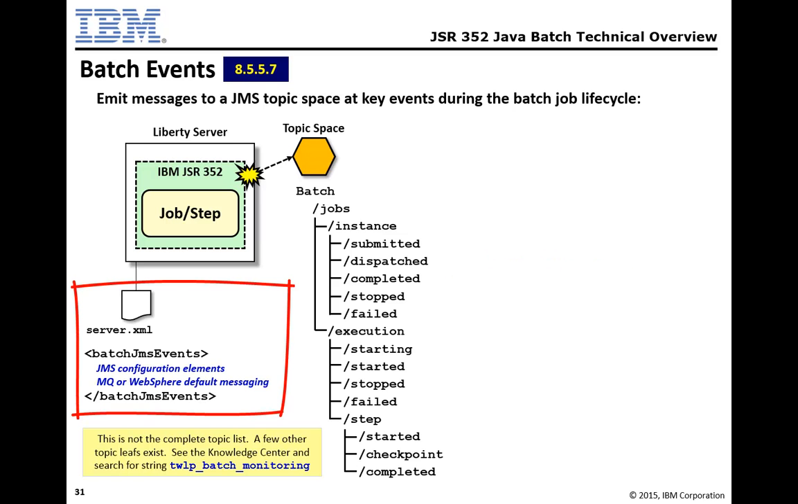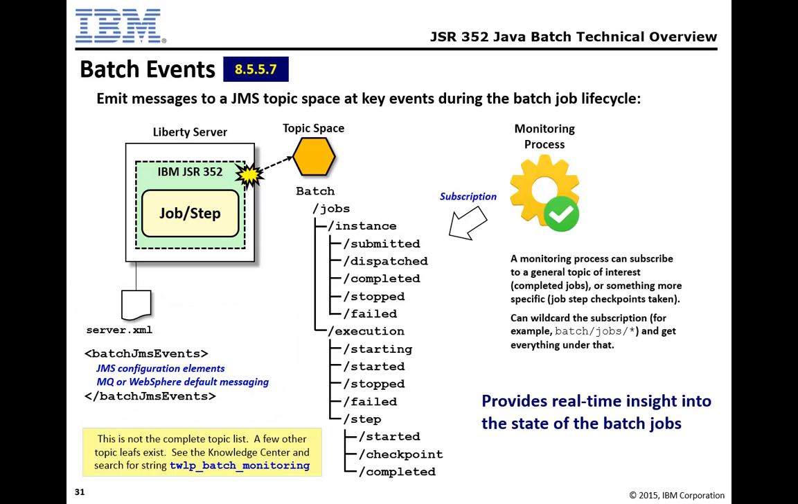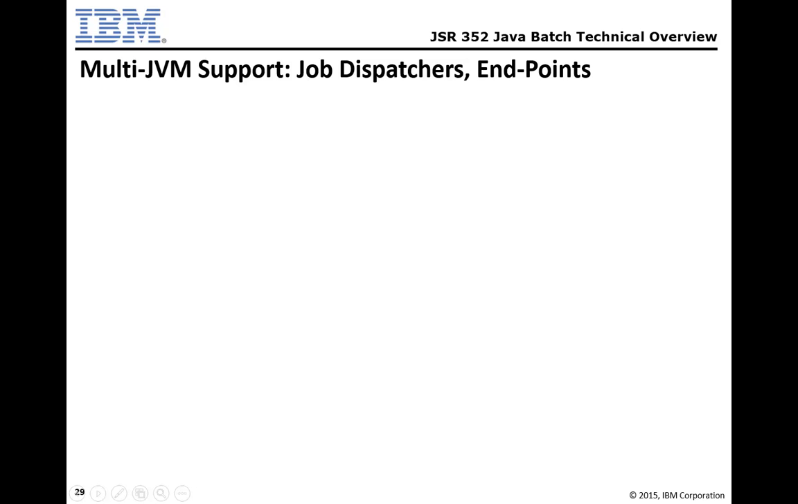This feature is fairly easy to configure. It's really just a set of XML in the Liberty server.xml to define the JMS properties in the topic space to use. The value of this feature is that it gives you the ability to have monitoring processes watch the topic space and perform real-time evaluation of the job as it progresses from start to completion. Now let's talk about another IBM extension to the JSR352 standard.